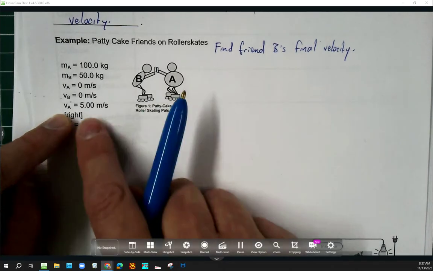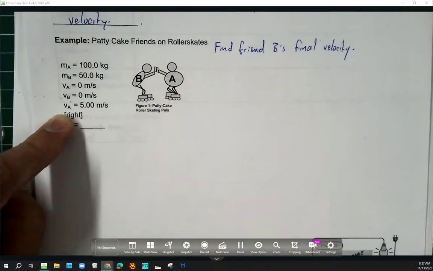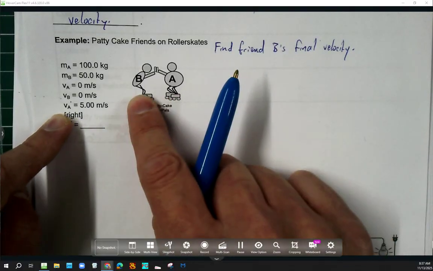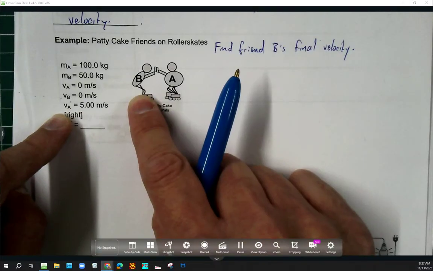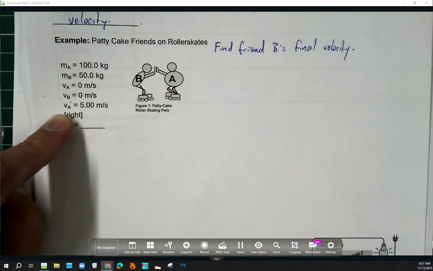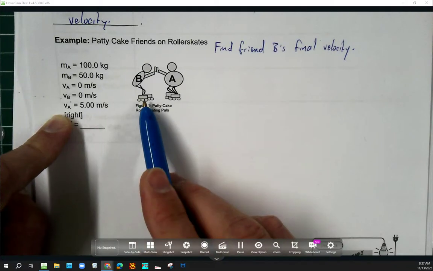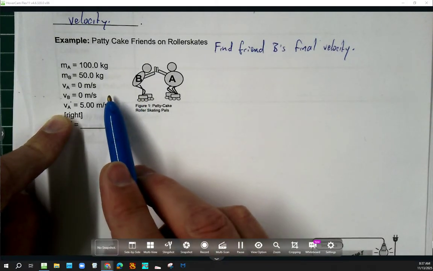Anyway, afterwards we say that person A, the person on the right, is going to shoot off at 5 meters per second. Now previously I've pulled out masses that were spring-loaded, and so we could make some predictions. If this person blasts off at 5 meters per second and they're more massive, what do you predict is going to happen to person B? Just qualitatively. What do you say? Yeah, I'll get shot to the left a little faster. So that's my prediction, right?